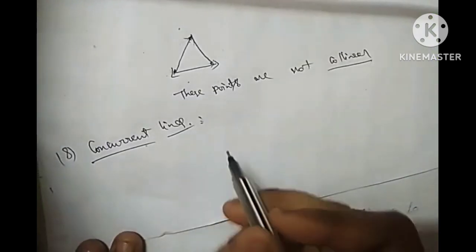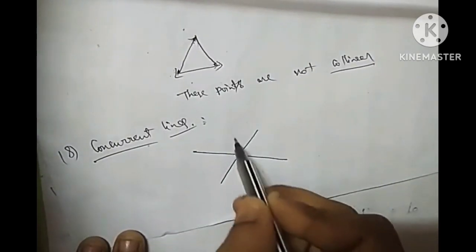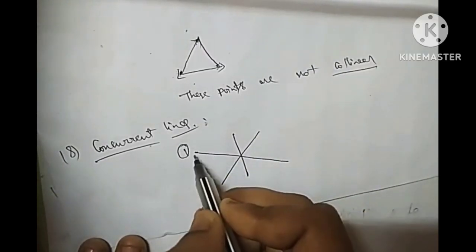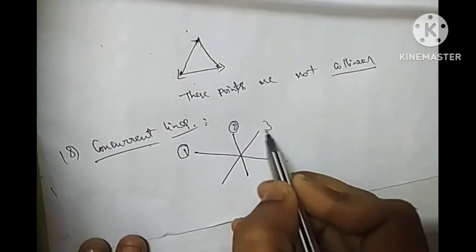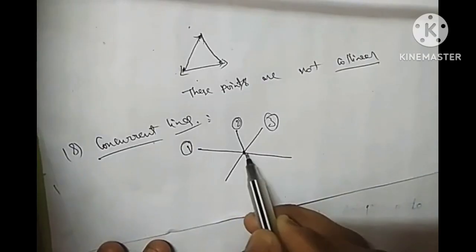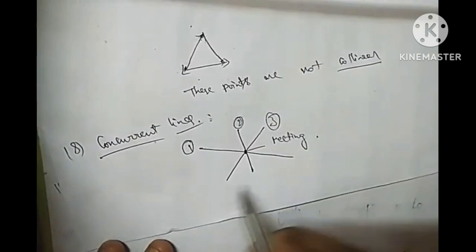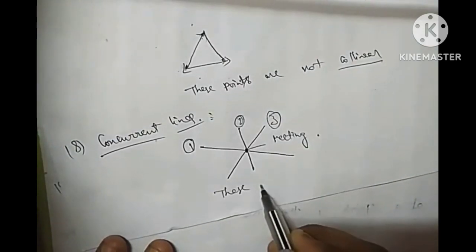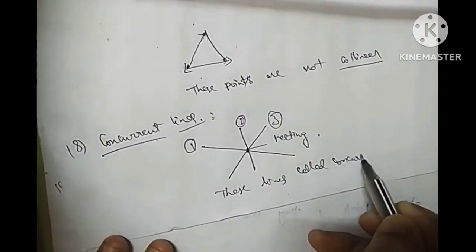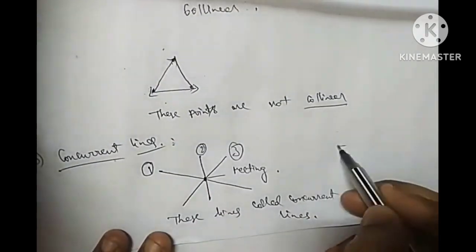See, how do concurrent lines look? This one will be a line, this one a line, this one a line. Here, how many lines are there? Three. This is the first line, this is the second line, this is the third. If three lines are intersecting at a particular point or meeting at a particular point, then these lines are called concurrent lines.